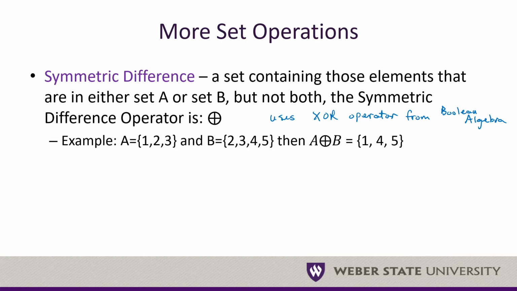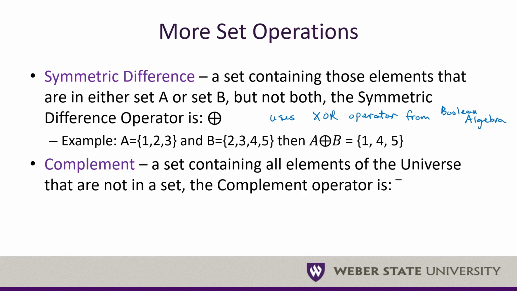Here, for example, 1, 2, 3 and 2, 3, 4, 5 again. 1 is A minus B. 4, 5 is B minus A, so we just combine them. The things that are in one and not in the other. But we could do something more complex, like the union minus the intersection would be the same thing, and that would be way too complicated.